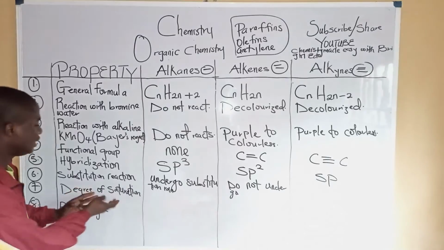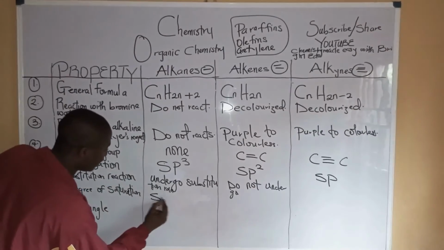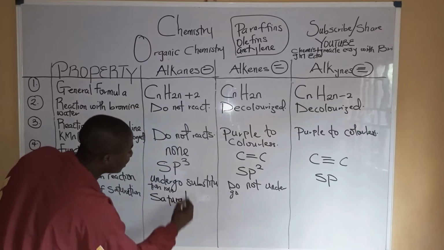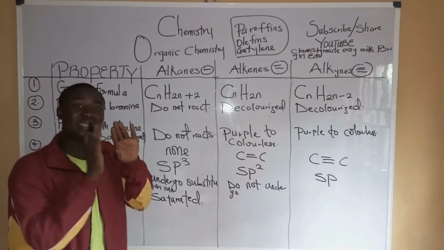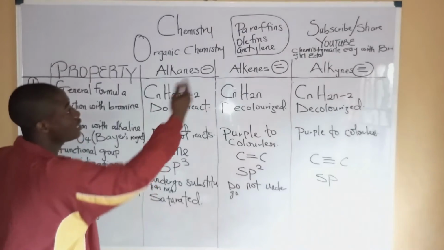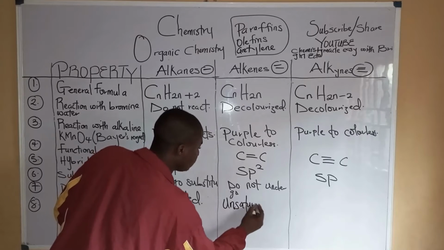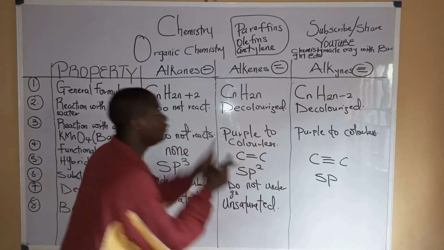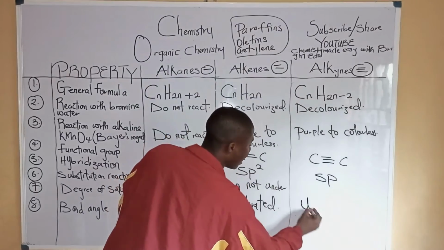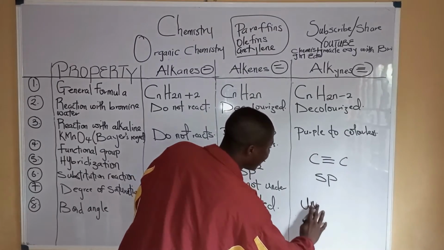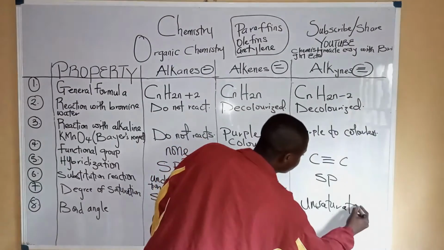Now, let's talk about the degree of saturation. Alkanes are saturated. Why? This is because of the single bonds. Alkenes are unsaturated. Why are they unsaturated? This is because of the double bonds. The same applies to alkynes. They are unsaturated because of the triple bond.